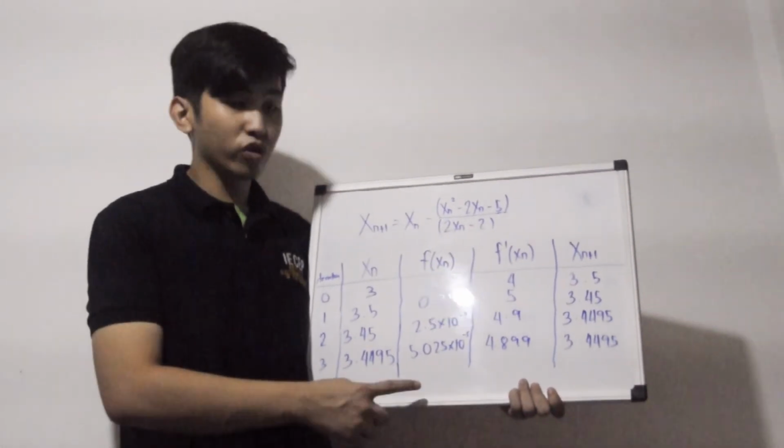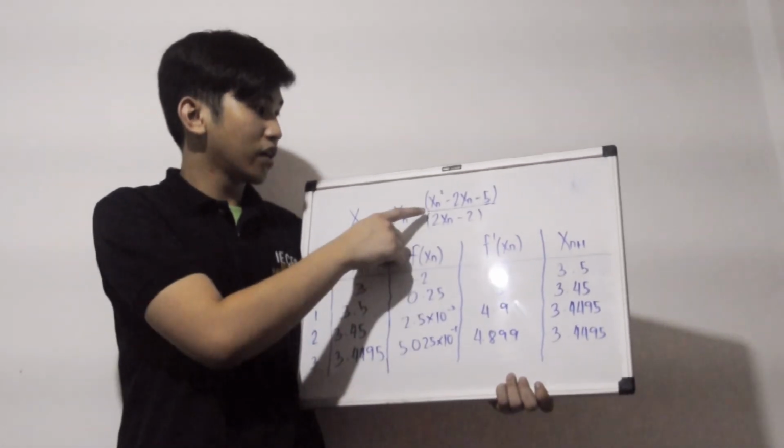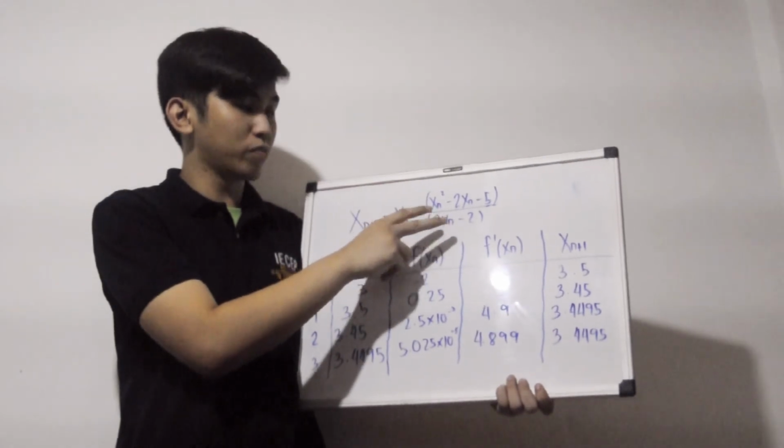And that is where we can confirm that 3.4495 is the root of the equation x squared minus 2x minus 5. As we have said earlier, Newton-Raphson is a method of finding the approximate root of a given equation. It is very useful in finding the roots of the equation without the use of powerful calculators.